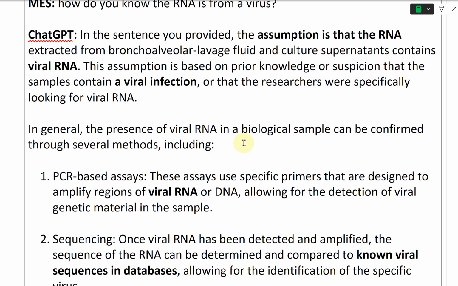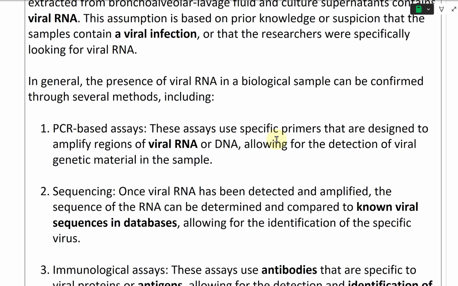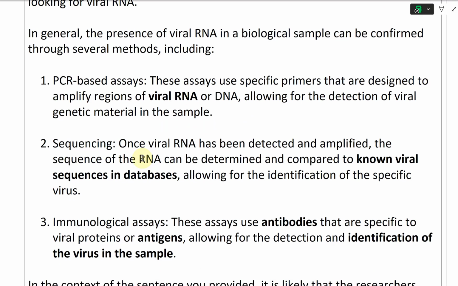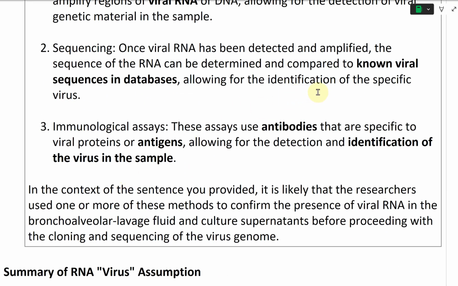So in general, the presence of viral RNA in a biological sample can be confirmed through several methods, including PCR-based assays. These assays use specific primers that are designed to amplify regions of viral RNA or DNA, allowing for the detection of viral genetic material in the sample. And then sequencing: once viral RNA has been detected and amplified, the sequence of the RNA can be determined and compared to known viral sequences in databases, allowing for the identification of the specific virus. And immunological assays: these assays use antibodies that are specific to viral proteins or antigens, allowing for the detection and identification of the virus in the sample.